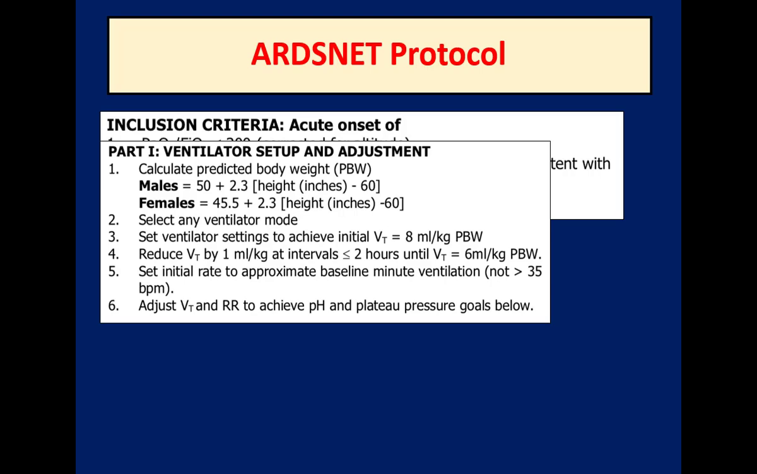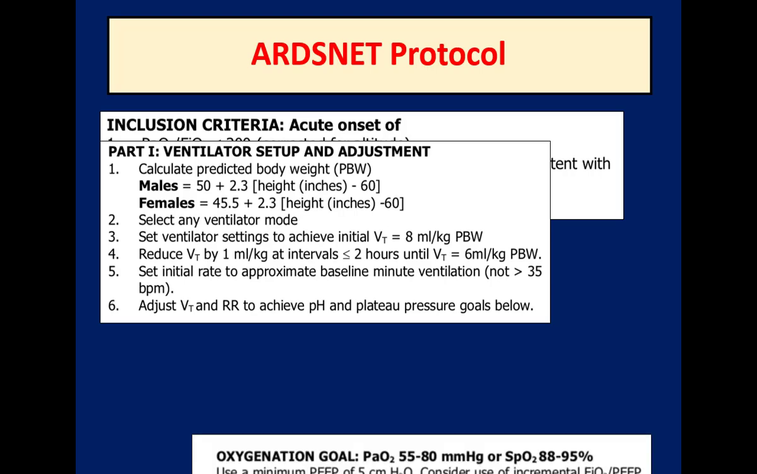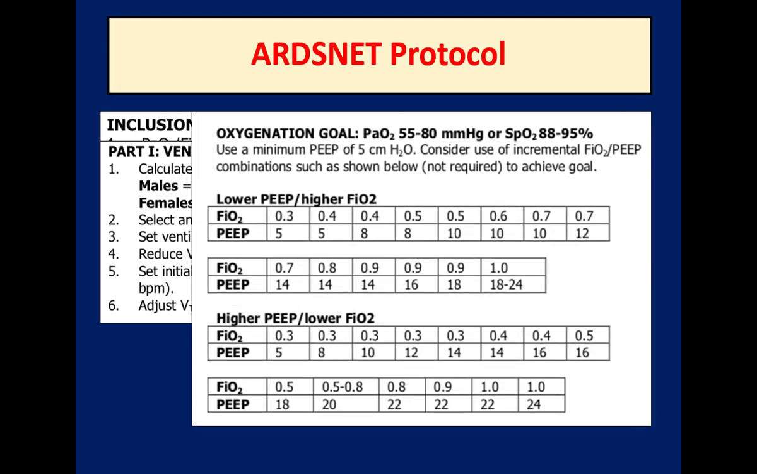Adjust tidal volume and respiratory rate to achieve the pH and plateau pressure goals below. These are the oxygenation goals: PaO2 55 to 80 millimeter of mercury, SpO2 of 88 to 95. So don't jealously try to make it 100% or 98%. Use a minimum PEEP of 5 cm. Consider use of an incremental FiO2 PEEP combination. There are two types of combination: lower PEEP with higher FiO2, and higher PEEP with lower FiO2. You can choose among them.